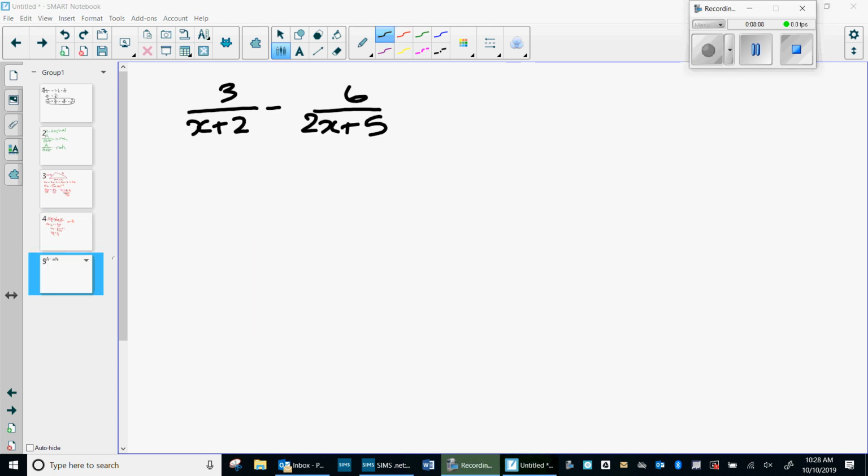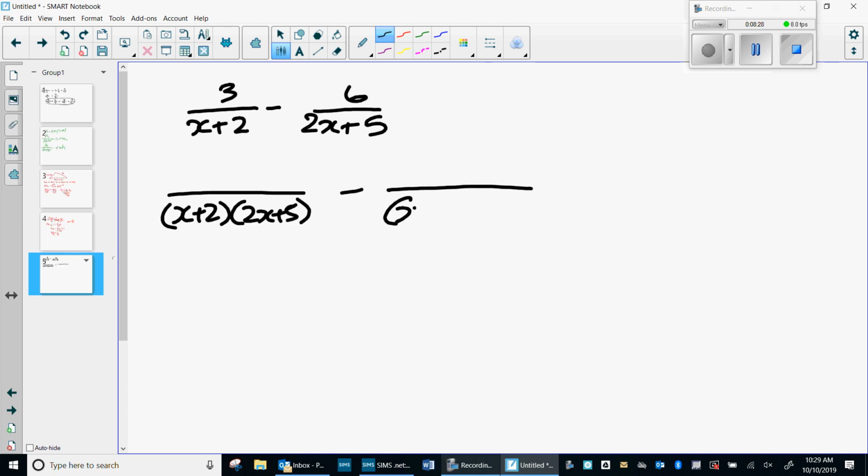All right, so we need to write this as a single fraction. How do we write things as a single fraction? We look for a common denominator. Do they have a common denominator? No. So my common denominator is going to be both of them multiplied together, remember? If in doubt, that's what your denominator is going to be. So we've got x plus 2 times 2x plus 5. All right, so that's my denominator for both of my fractions.